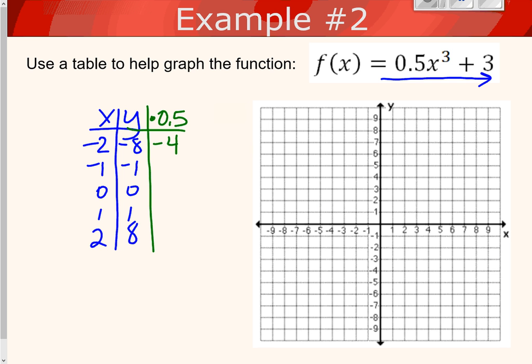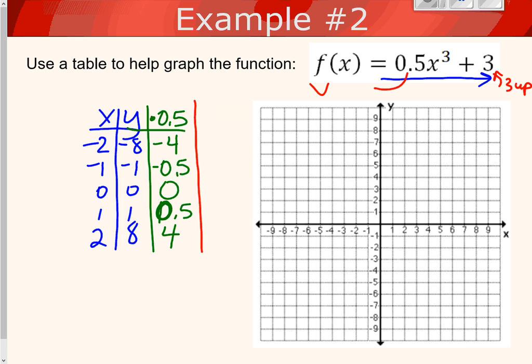-1 times 0.5 is going to be -0.5. 0 times 0.5 is 0. 1 times 0.5 is going to be 0.5. And 8 times 0.5 is going to be 4. All right. And then the next thing that I encounter is that +3. So now I have to deal with the +3. Again, this is moving it 3 up.